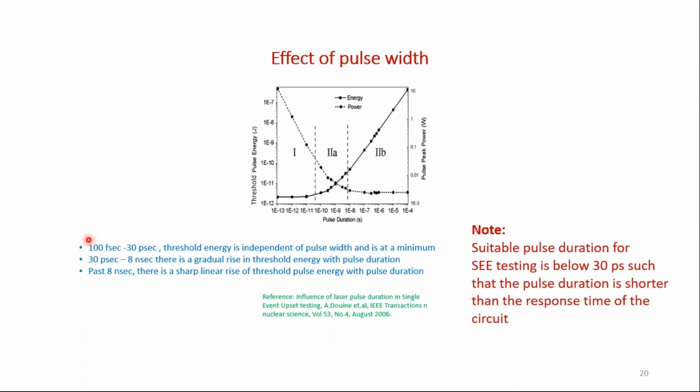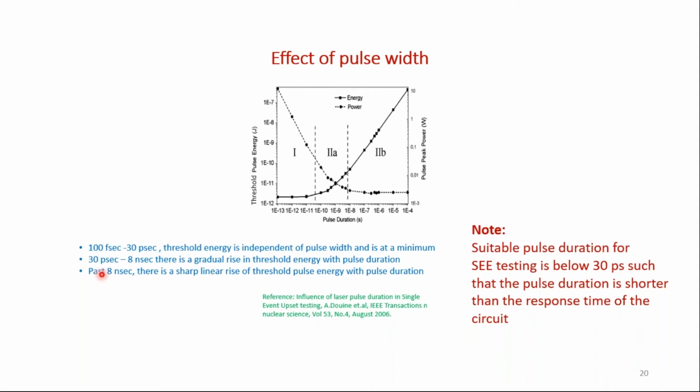Okay, so let's talk about the effect of pulse width. What kind of pulses could we have for the laser? Could any pulse work, or how does it work? There's a very interesting paper by Douyin at IEEE Transactions, and they talk about 3 regimes of pulse width. There is 100 femtosecond to 30 picosecond in this first regime, where the threshold pulse energy is constant. This is when the pulse duration is shorter than the response time of the circuit.